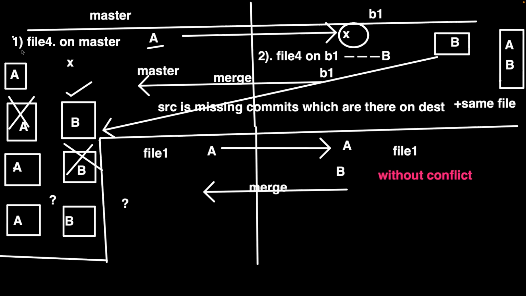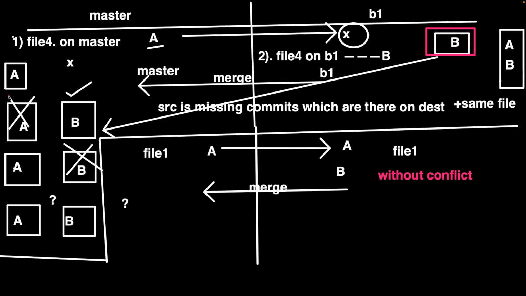Here I have given number 1. Is that first point clear? Yes. Okay, then in the second step, I went to the B1 branch, made a new file 4, and made a commit called B. Right? So if you see the commit history of file 4 on B1, you will see only commit B, and here on master the commit history would be commit A of file 4. If I am merging now, this B commit should come into the master branch.